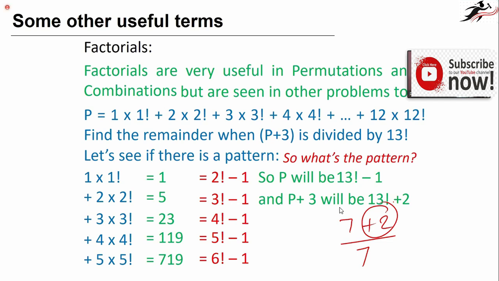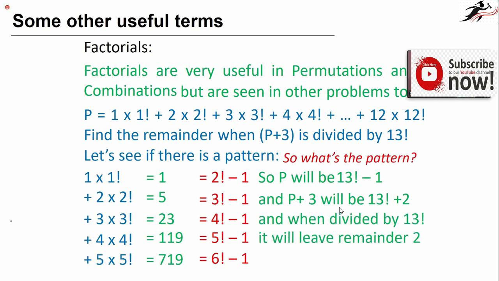Same logic, 13 factorial plus 2 divided by 13 factorial, 2 should be the remainder. Now clear everyone? Remainder, Pushkar, remainder.